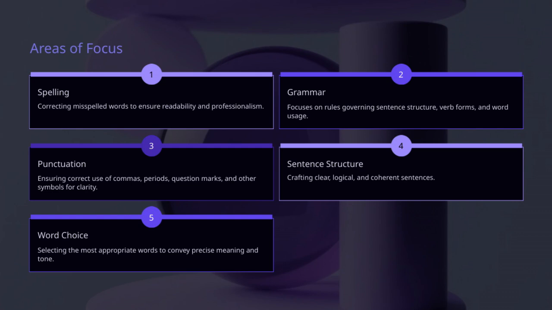Finally, punctuation. Using commas, periods, question marks, and other symbols correctly is essential for clarity. Proper punctuation guides the reader through our sentences and prevents confusion. And last but not least, spelling. Correct spelling is fundamental to readability and professionalism. Misspelled words can distract the reader and undermine our credibility. Together, these areas of focus form the foundation for effective writing, supporting the overall goal of clear and professional communication.